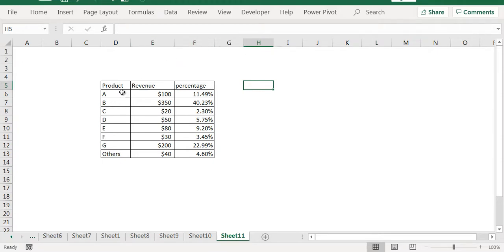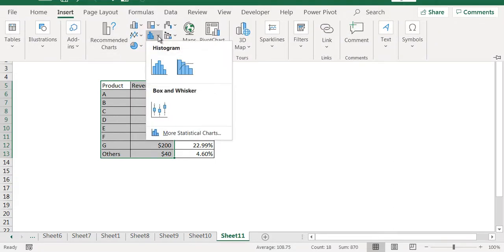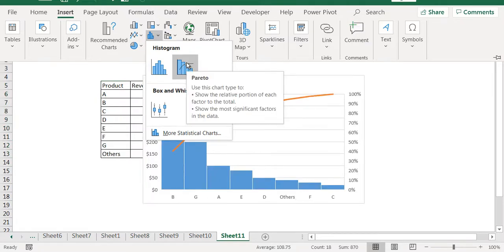So we have a company which has various products, and other small products are grouped in others, and these are the revenues. If I compute the percentage, so 100 divided by total, 11% is coming from this, 40% from here, etc. Now we would want to create a Pareto chart. I can select this data, go to Insert and go to the statistical chart here.